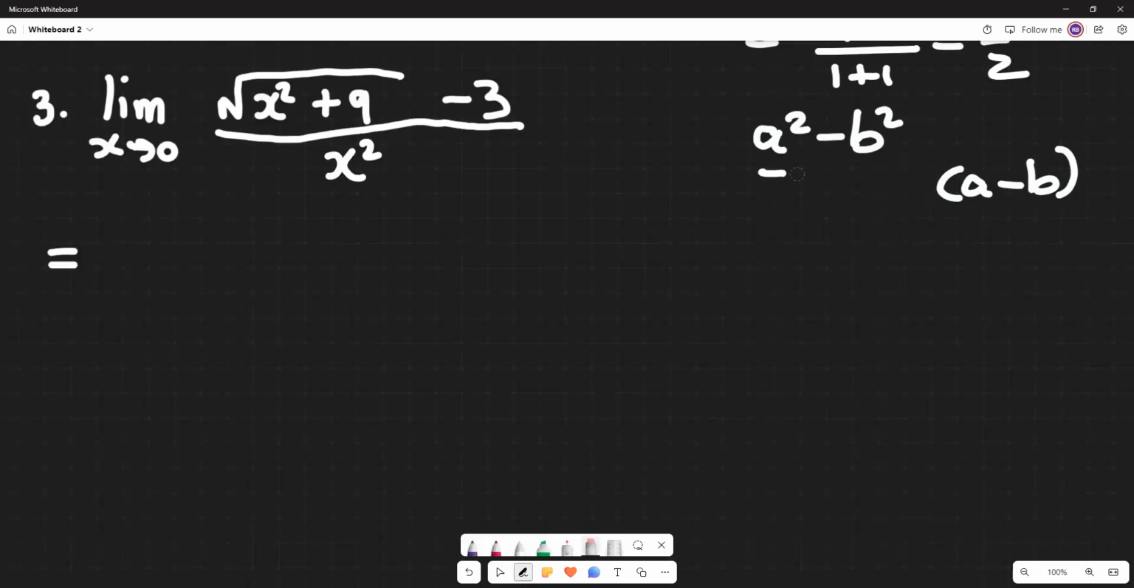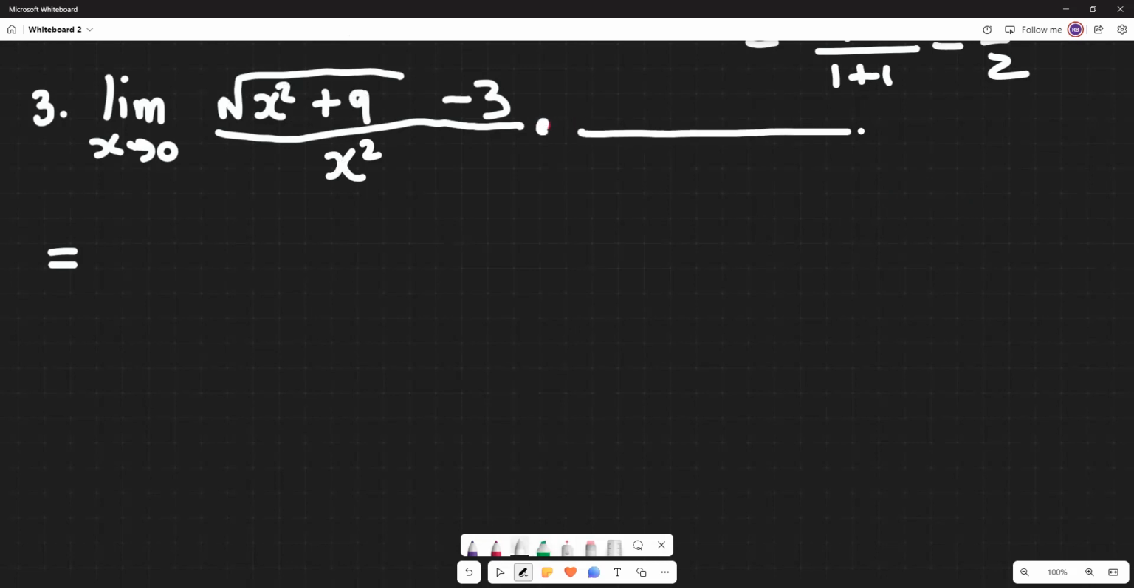So in this case, because I have a square root here, I'm going to use the fact that there's a difference of two squares that can happen here. I'm going to multiply by its conjugate. The conjugate of this expression is basically this: the square root of x squared plus 9, and then you have a 3 here.